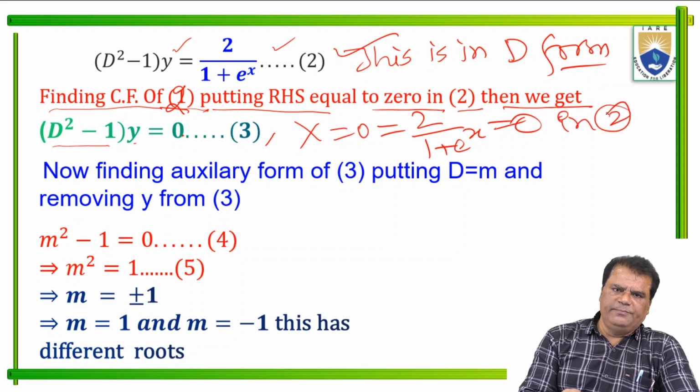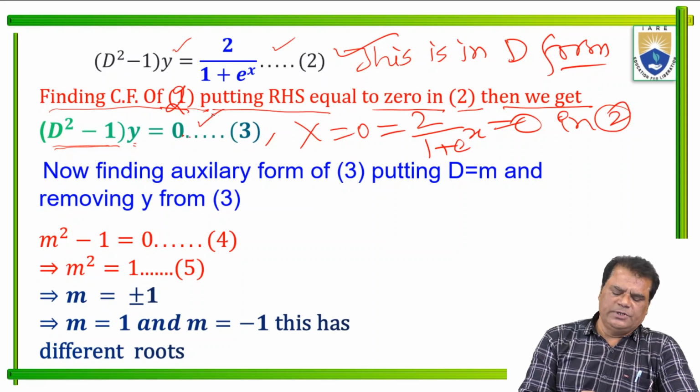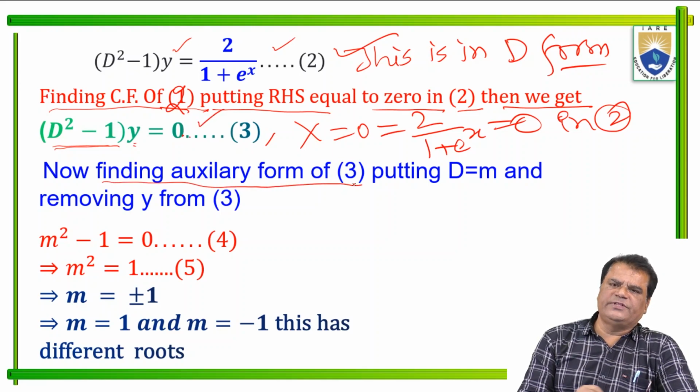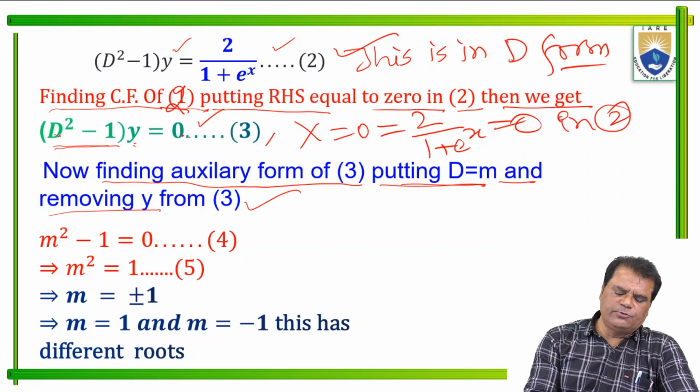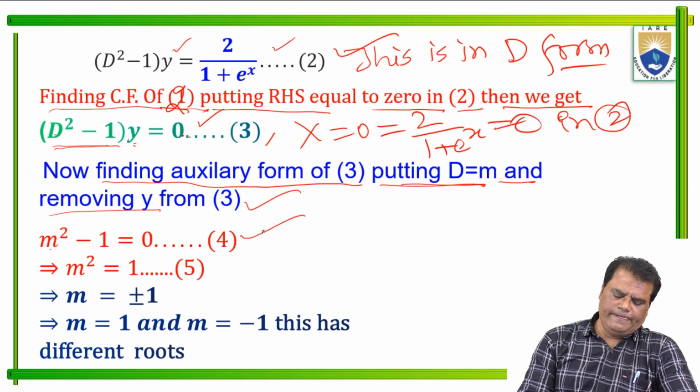Then we get D square minus 1, y equal to 0. This is equation 3. Now finding the auxiliary form of 3: putting D equal to m and removing y from 3, we get m square minus 1 equal to 0. This is equation 4. So m square equal to 1, taking this to the other side. This is equation 5.